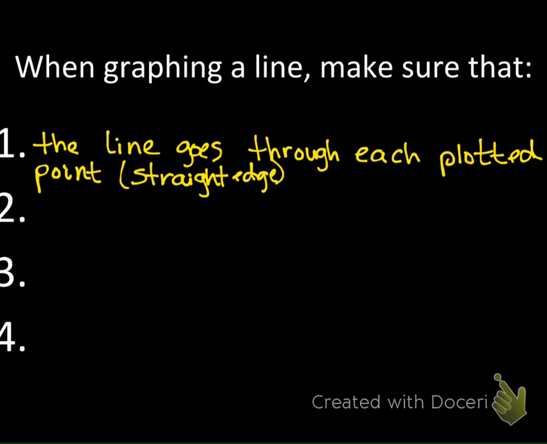Actually, that could be step 2, use a straight edge to plot your line. What's the other third criteria that I want for when you draw your lines? The line goes through each plotted point. Step 2, you're using a straight edge. Step 3, not necessarily step 3, but criteria 3. It doesn't matter what order you do them in. How long should that line be? Super long, long enough to go through each coordinate plane.